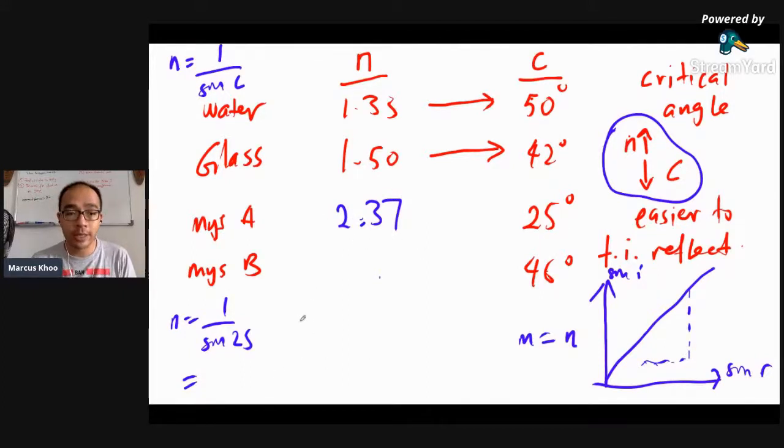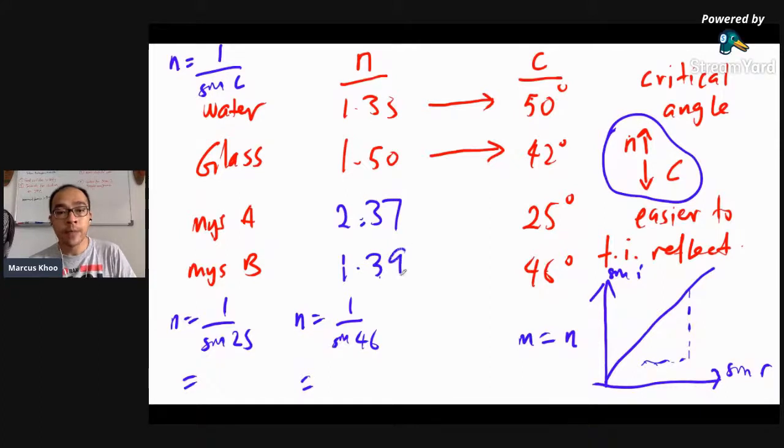Now what about the 46? So n equals 1 over sine 46. So sine 46, this one is about 1.39. So we can use the critical angle to determine the refractive index, as long as we know the critical angle.